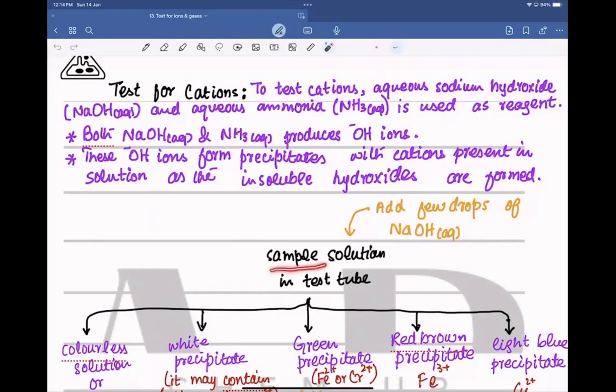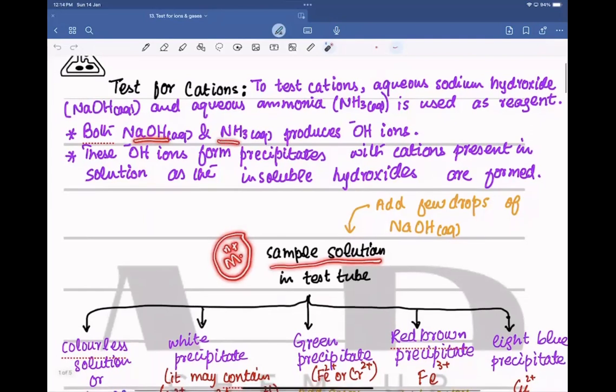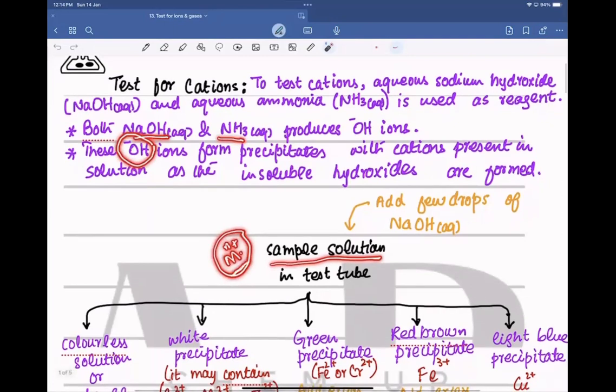For example, this sample solution must contain an unknown positive ion, right? So when we add sodium hydroxide or aqueous ammonia to that solution, both produce hydroxide ions, and those hydroxide ions combine with this metal and form the hydroxide of this metal. That hydroxide is water insoluble, and as a result, it will form a precipitate. Now, is this understandable? Yes, sir.